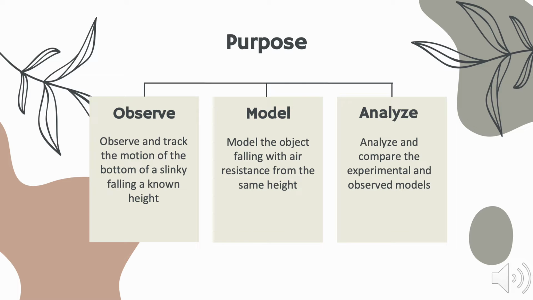There are three purposes to this lab. The first is to observe and track the motion of the bottom of a slinky falling from a known height. The second is to model the object falling with air resistance from the same height. The third purpose is to analyze and compare the experimental and observed models.